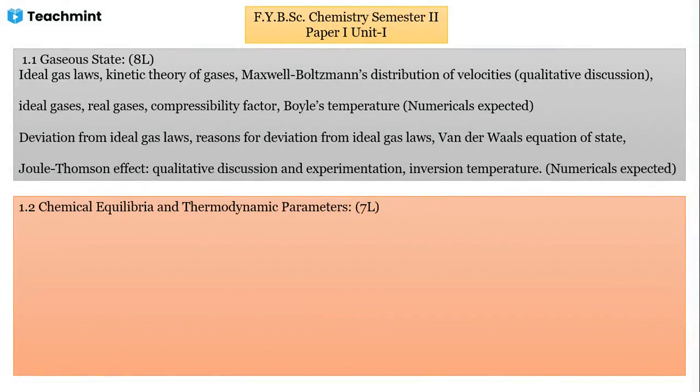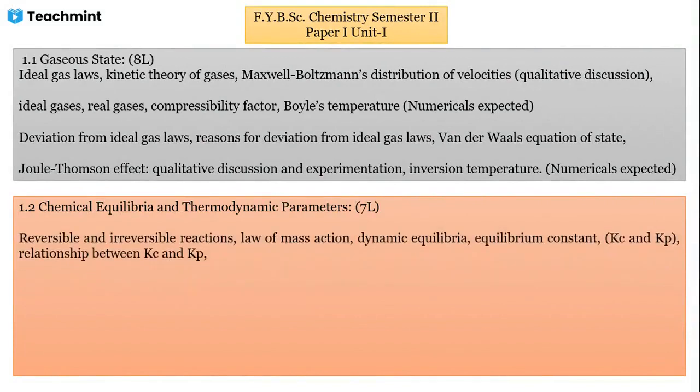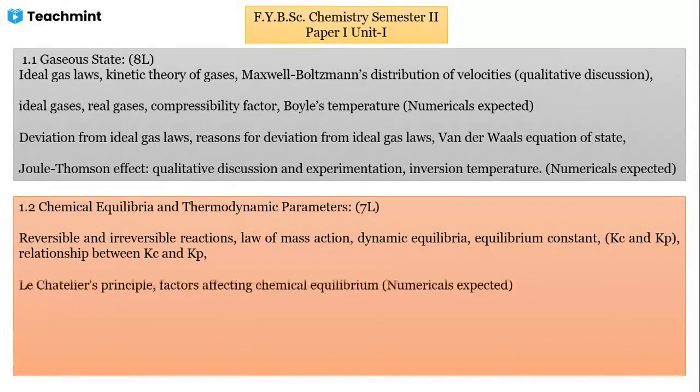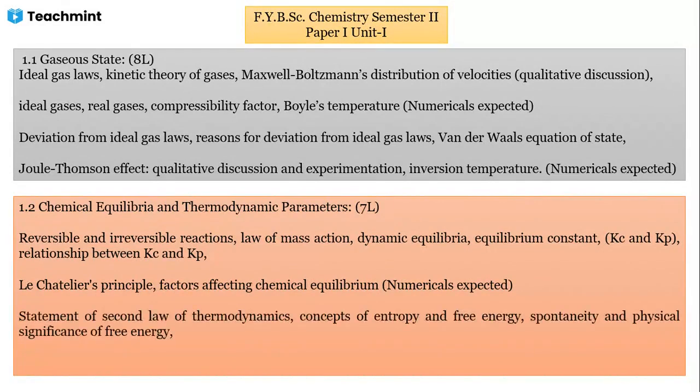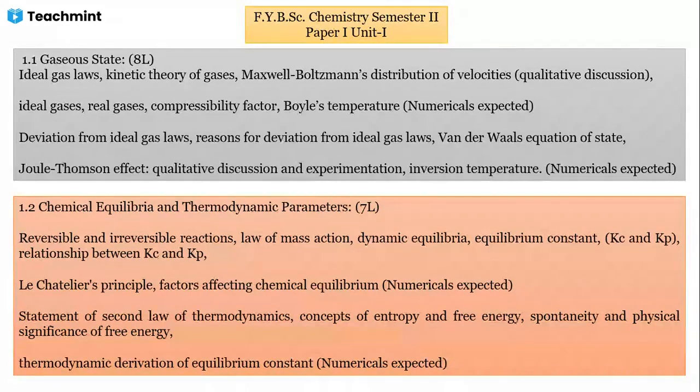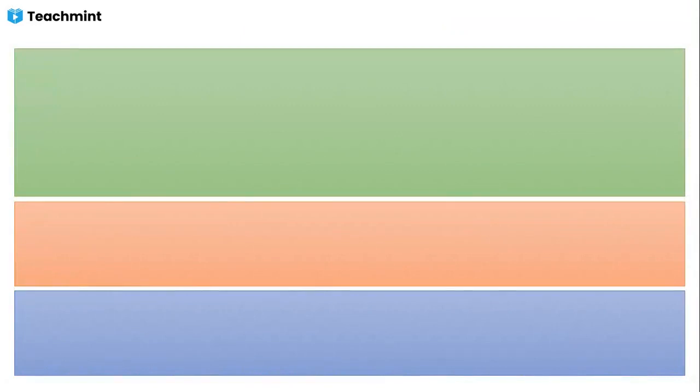The second lesson from this unit is chemical equilibria and thermodynamic parameters. In that, we have to talk about what a reversible and irreversible reaction is, then the applicability of the law of mass action, then dynamic equilibria, equilibrium constant, relationship between Kc and Kp. Then Le Chatelier's principle, then factors affecting the chemical equilibrium that we have to discuss. Then the statement of the second law of thermodynamics, concept of free energy, spontaneity, and physical significance of the free energy. Then next, thermodynamic derivations of the equilibrium constants and numericals based on that.